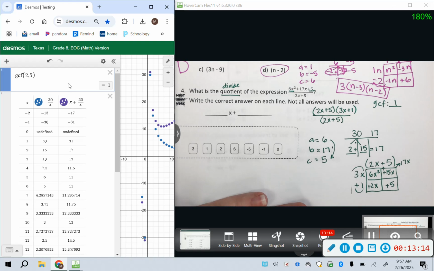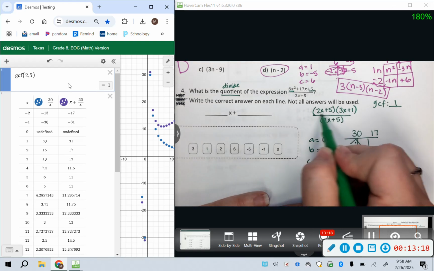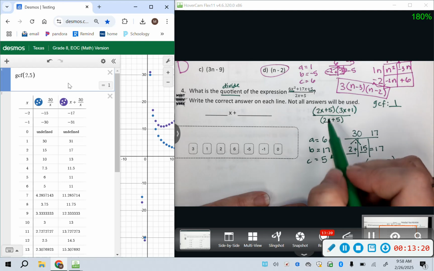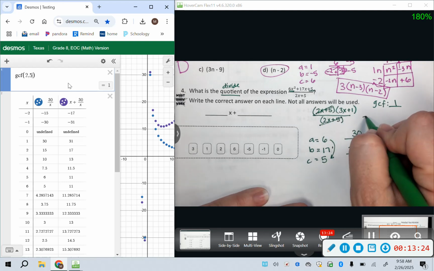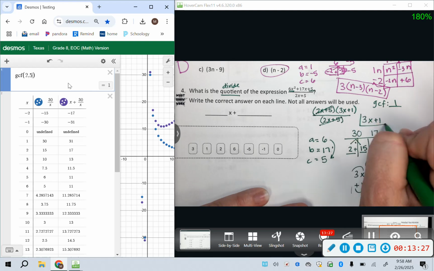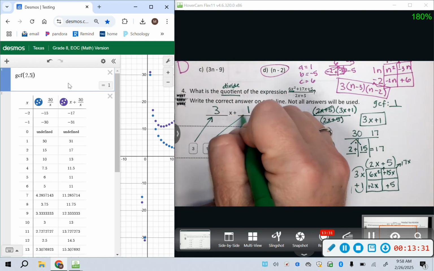And now we divide. Well, remember, the plus and minus make these pieces all stuck like glue. This is stuck, this is stuck, this is stuck. But if a whole parentheses matches another, we can cancel. So those cancel, and my answer is 3x plus 1.